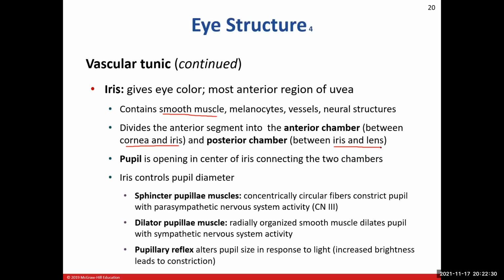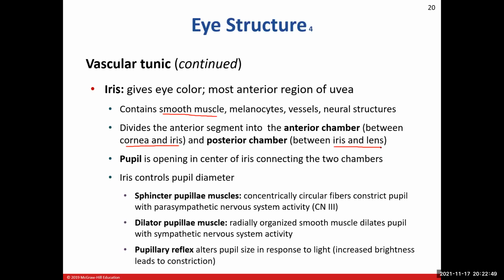And then that opening inside the iris, as you know, is the pupil, and that actually connects the anterior and posterior chamber. And when we talk about how the aqueous humor flows between those two chambers, the pupil plays a role in that because it flows through the pupil from one chamber to the next.